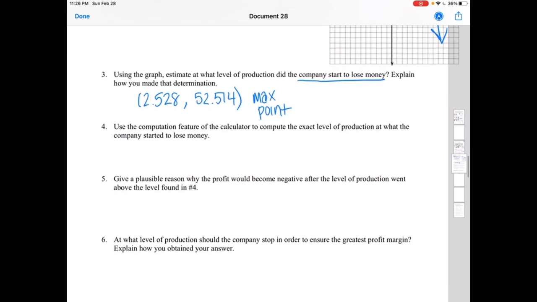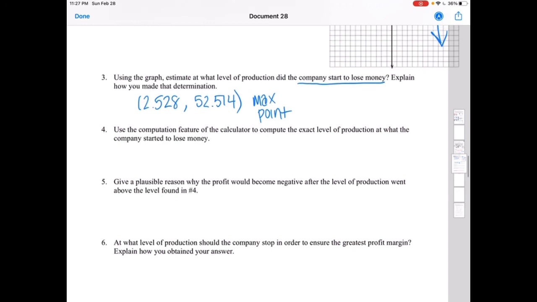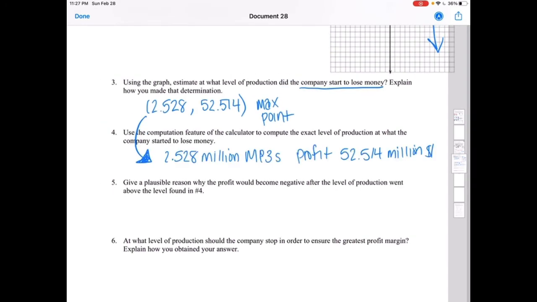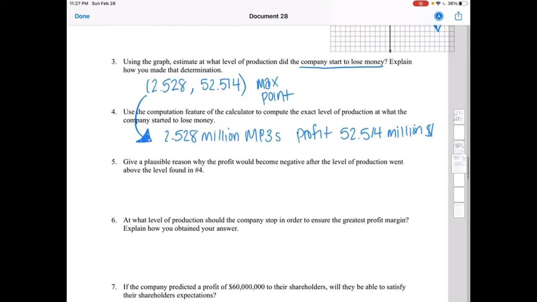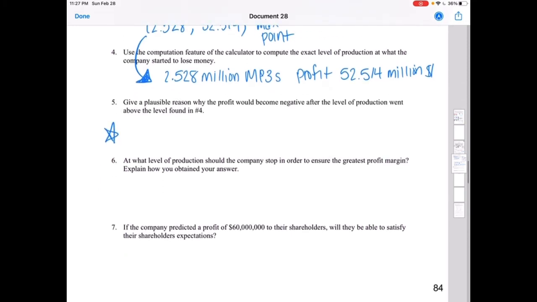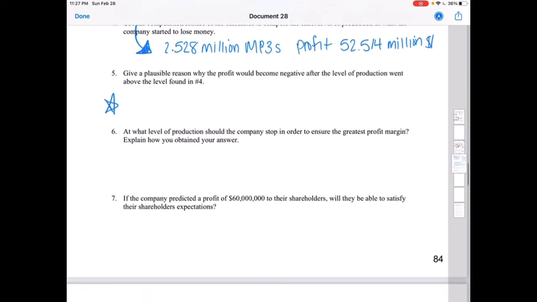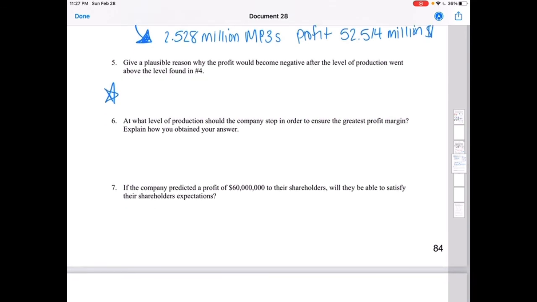Then it says, okay, use the computation of the feature to get the exact level of production. Well, that's exactly what we would put here. It says, give a plausible reason why the profit would be negative after that level of production that we just talked about. I'm going to let you answer this on your own, and I'm actually going to ask you about that in class to see what ideas you might have, and then we're going to have a little discussion about it. Number 6 asks, well, what level of production should this company stop at in order to ensure the greatest profit margin? And again, explain how you obtained your answer.